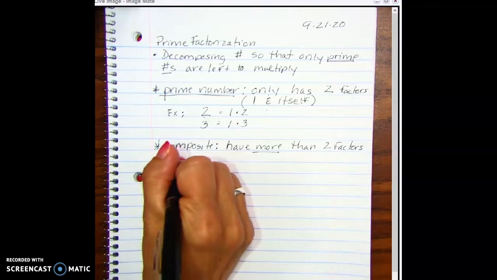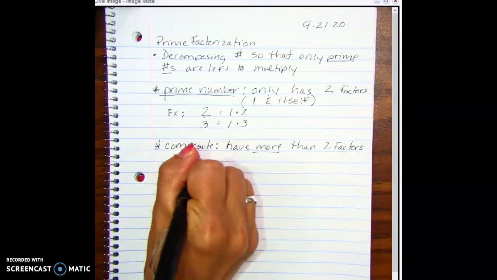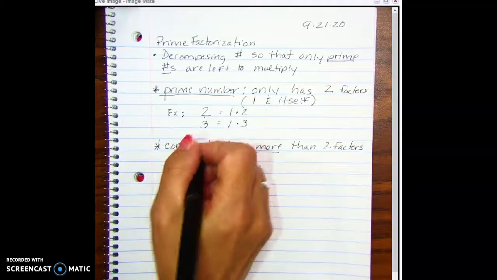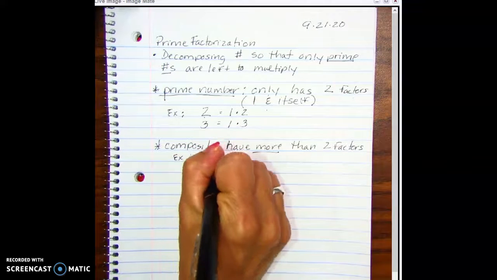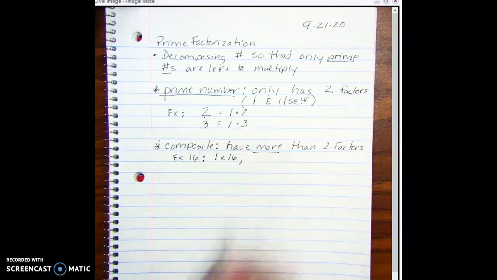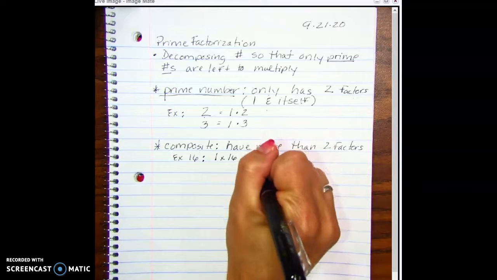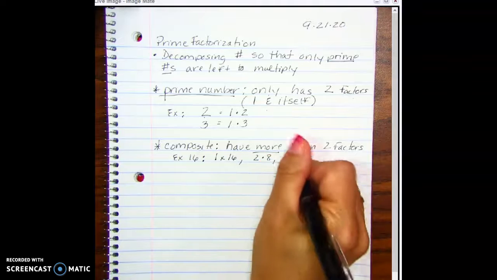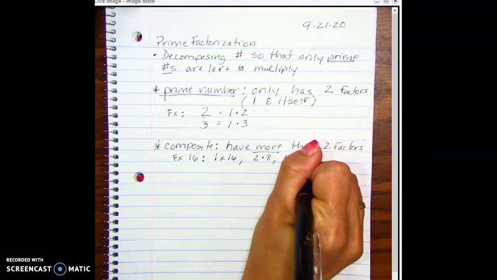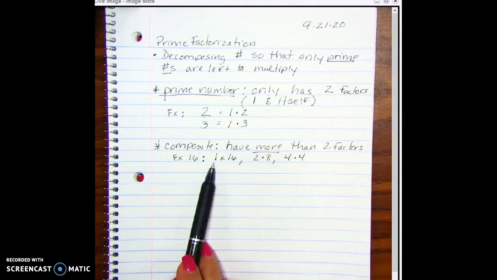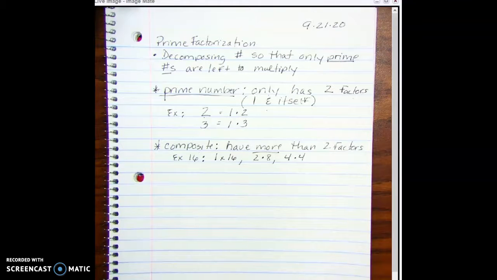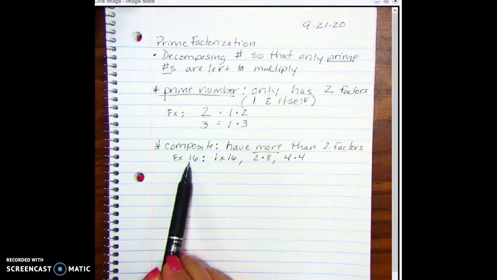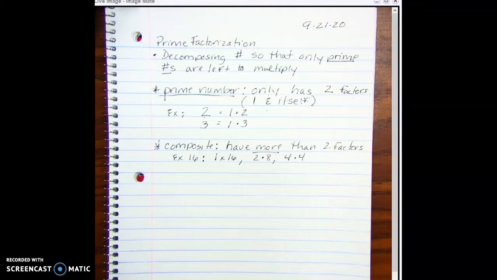Okay, so let's give an example of what that might be. Let's take, for example, the number 16. Now, 16 definitely has 1 and itself. That's a set of factors. But it also has 2 times 8. That's a set of factors. And it also has 4 times 4. So it has 1, 2, 3, 4, 5 factors that make 16. So that makes it composite.